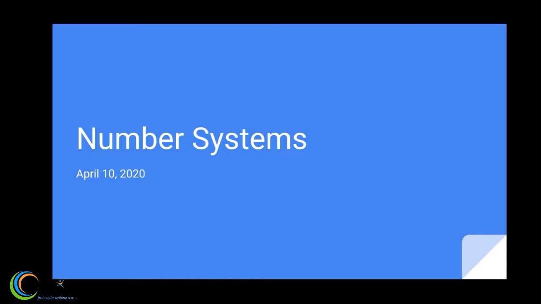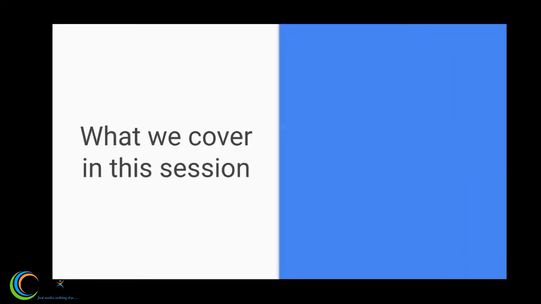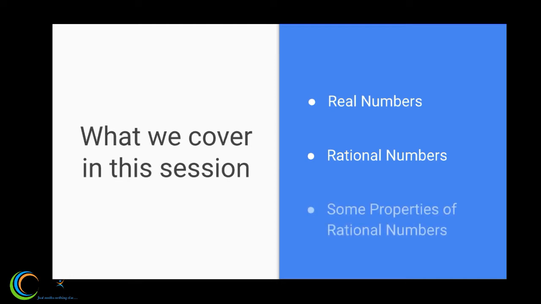Hi friends, in this video we are going to discuss the chapter Number Systems of the 9th syllabus. So let's start with the topic. In this session, the first thing we are going to cover is the real numbers, all the basic things which we have already studied in the previous standard, about the rational numbers: the definition, examples, then some properties of rational numbers.